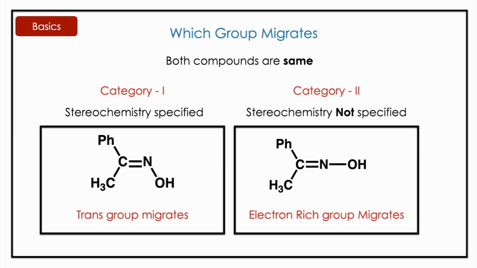Let us see a very important thing, which group migrates during the rearrangement. Here I have given two of the same compound, only differing in the stereochemistry. In category 1, stereochemistry is specified; in category 2, stereochemistry is not specified. In the first category, stereochemistry specified means the trans group migrates. If stereochemistry is not specified, the electron-rich group migrates. Why? Because the intermediate is the cation. That's why the electron-rich group migrates. We will see each category in detail.